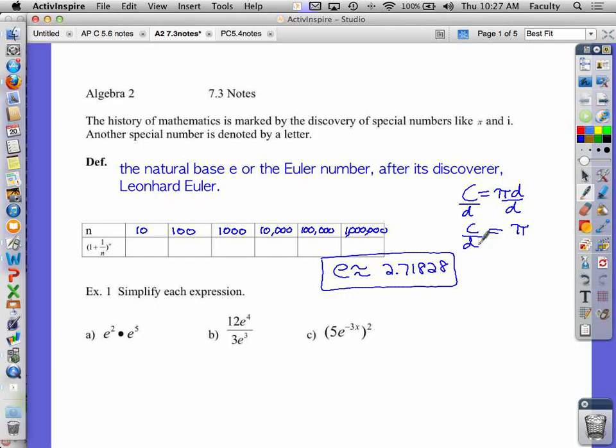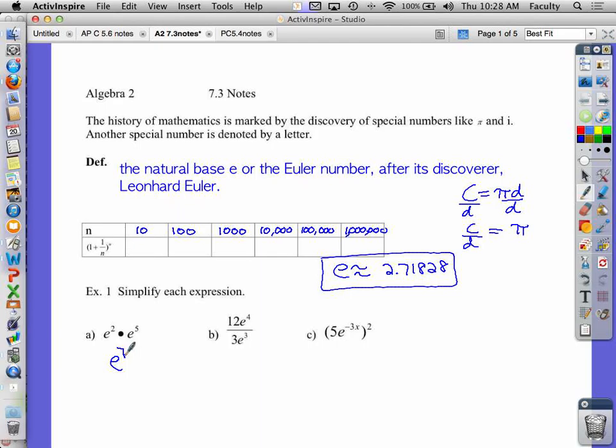So now you have pi, you know i, and you now know e. So let's look at example 1. You're going to like this because this is nothing really new. We're just using the letter e with it. In letter A, if I have e squared times e to the 5th, my exponent rules apply. That's just a base. So it's e to the 7.